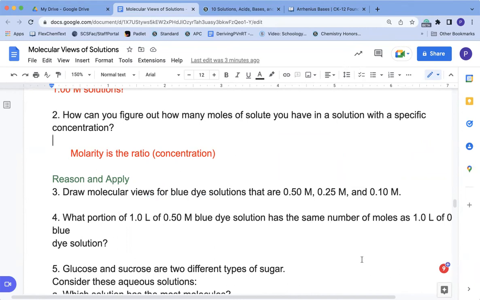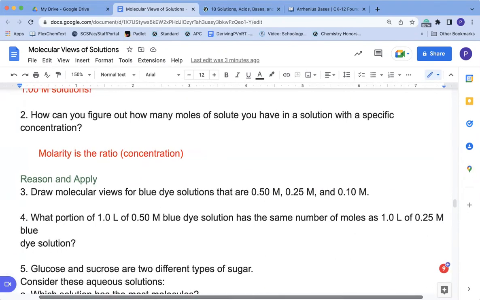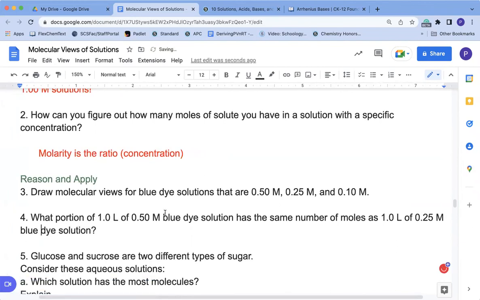Now you're going to be multiplying and comparing. So for question number 4, we want to have the same number of moles of the two solutions, but we have different concentrations. Now, this is what threw me off when I first read it. Let's ignore that number for just a moment. Here we have 1 liter times 0.25 moles per liter of blue dye solution. So of the blue dye solution, this is going to give me 0.25 moles, which from what we did above, I believe that's going to be the equivalent of 15 dots.